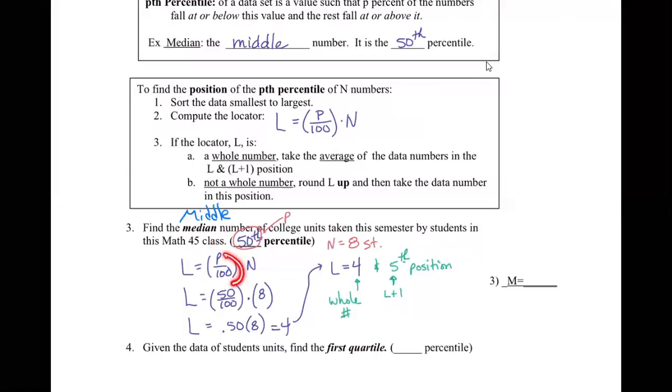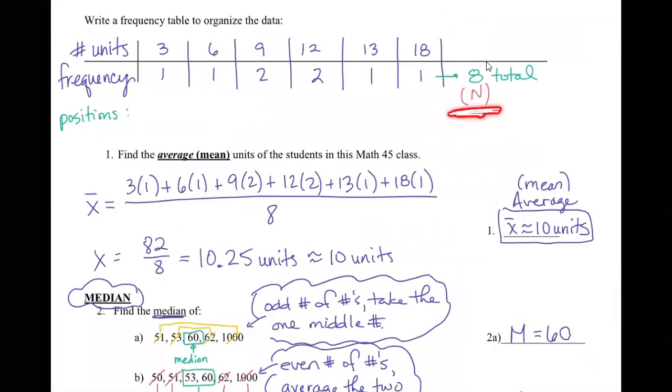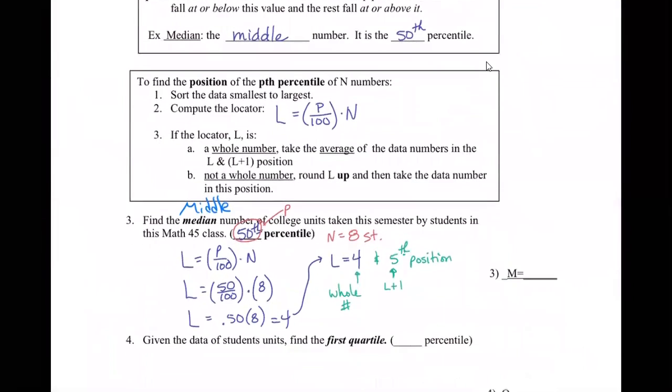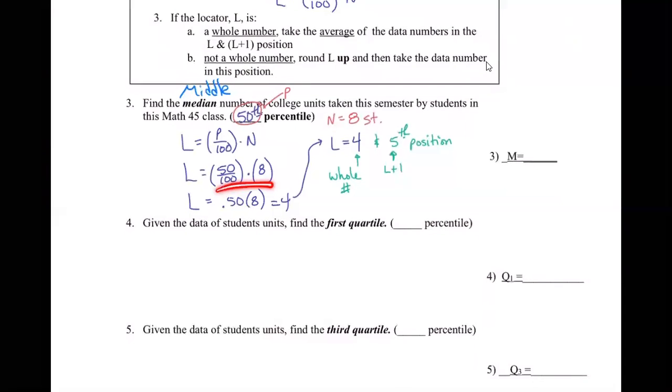So put the P over 100, so 50 over 100, times the N, and the N is 8. Remember that? There were 8 numbers in this data list: 1, 2, 3, 4, 5, 6, 7, 8. The frequency means how many of each of those numbers. So we take our calculator, we take 50 over 100 times 8. And if you do that in your calculator, you get the number 4.